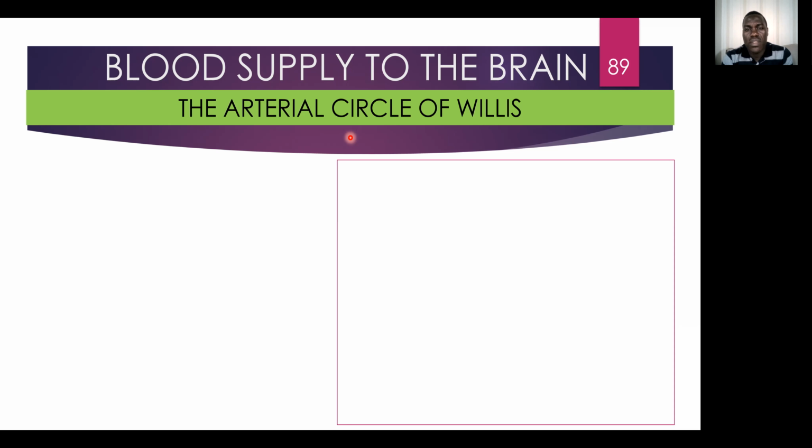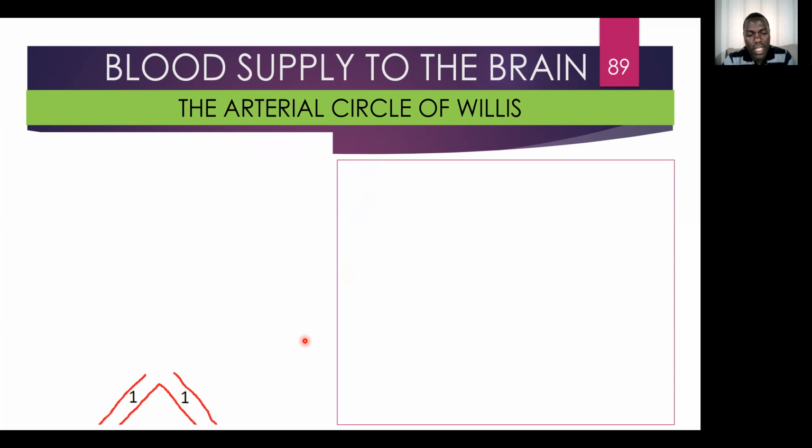The second source of blood supply to the brain is what we call the vertebrobasilar system. The vertebrobasilar system consists of the vertebral arteries, which come from the subclavian arteries. They unite to form what we call the basilar artery, and that is what we call the vertebrobasilar system. So two systems of arteries, the vertebrobasilar system and the internal carotid system. Let's look at how these arteries interact in the brain.